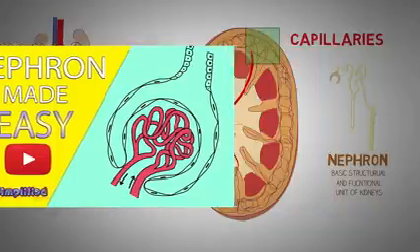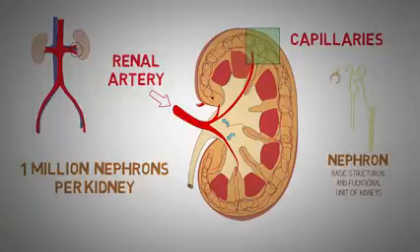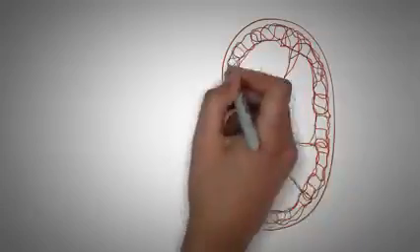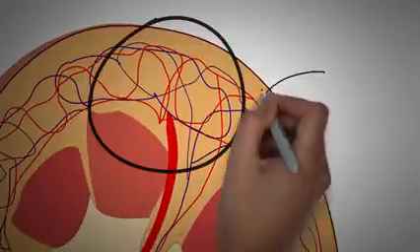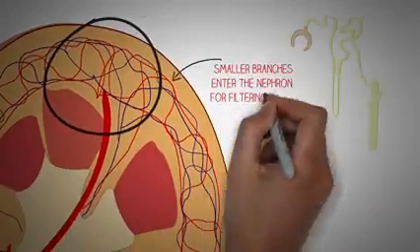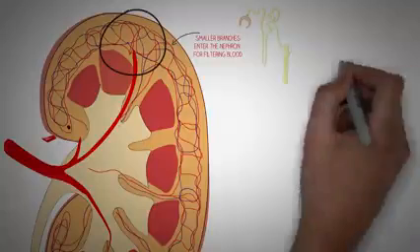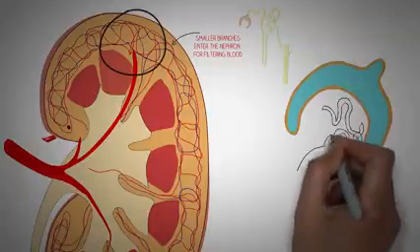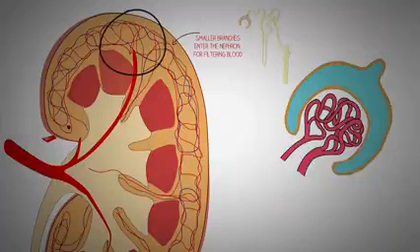Now let's continue with our basic structure. So we reached a point where the renal artery has entered the kidney and divided into many smaller branches, which ultimately divided into minute branches known as capillaries. Each of these capillaries enter the nephron and form a tuft of blood vessels in this cup-shaped structure known as the Bowman's capsule. And it is in this cup-shaped structure that the filtration of blood takes place.